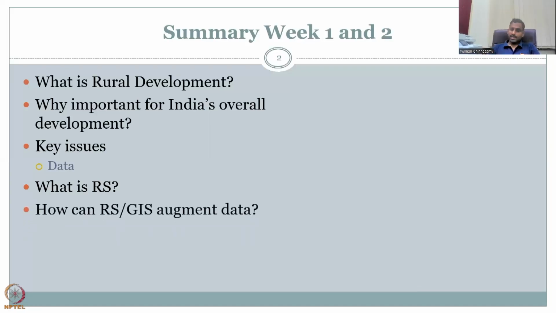How can remote sensing and GIS augment data? We looked at multiple methods through which remote sensing can address the issues that were mentioned earlier, the data issues, correct? So we'll be careful in seeing how to use remote sensing and GIS. Always augment data, not overtake or replace data, because government has a set of data which is very, very carefully taken. There are some issues that we have mentioned, temporal, spatial, some data issues we have.